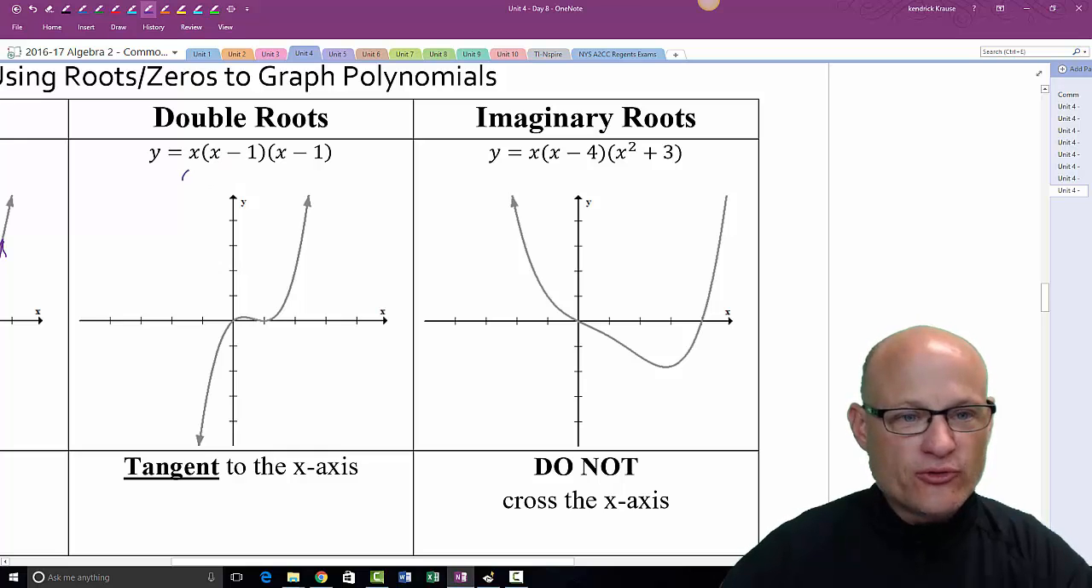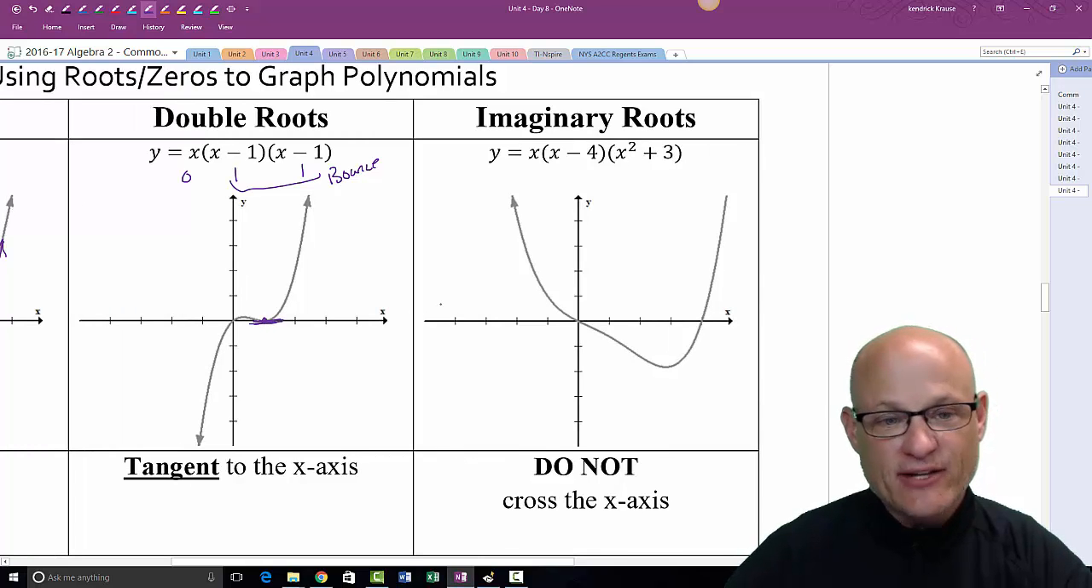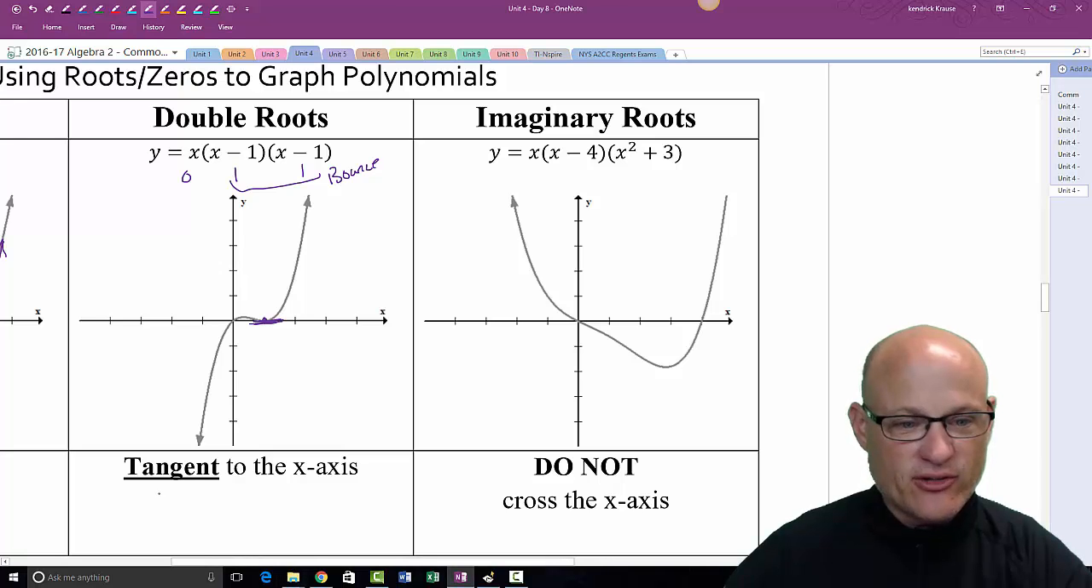Roots, x equals 0, x equals 1, x equals 1. Oh, we have a bounce. In this case, we have a bounce. When it's a bounce like that, what it is, it comes tangent. It becomes a tangent. Right? Tangent to the thing. I call it a bounce, but if you really want to know what it's called, it's a tangent to that line. That's why I call it tangent to the x-axis.